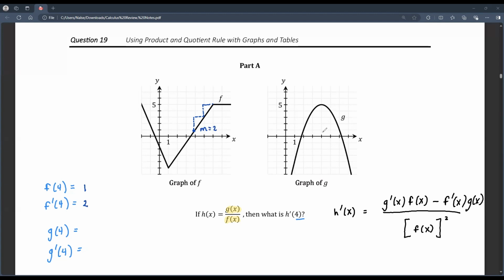Let's look at g next. It has a value of 5 when x is 4. And what is the slope at that point? It is the topmost point on g, and it has a slope of 0. We now have all the values that we need to calculate h prime of 4. After plugging in these values, we can say that h prime of 4 is negative 10. Are you able to get this same result? If so, you should move on to Part B.